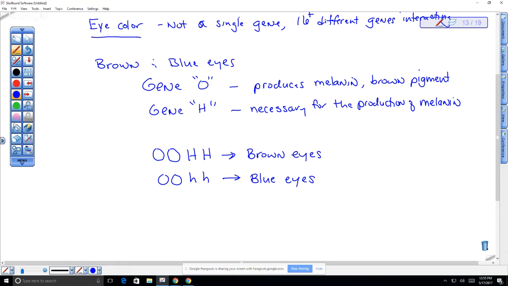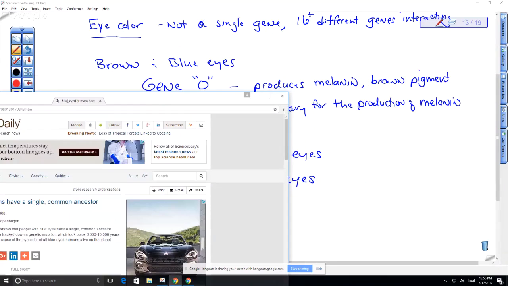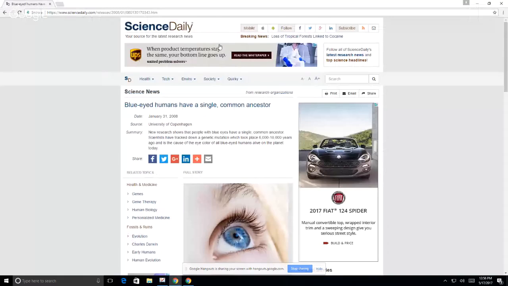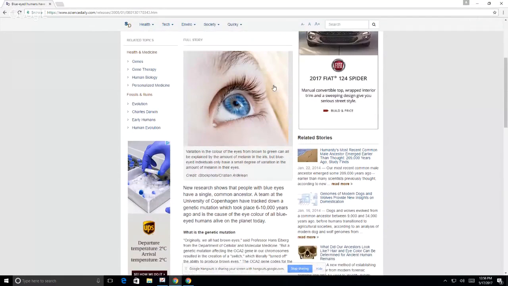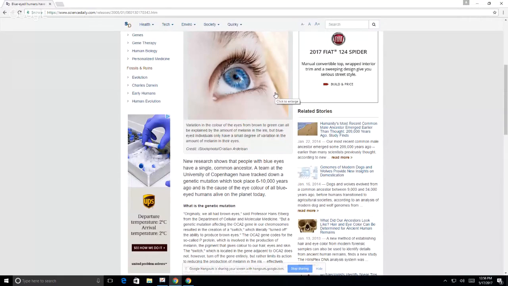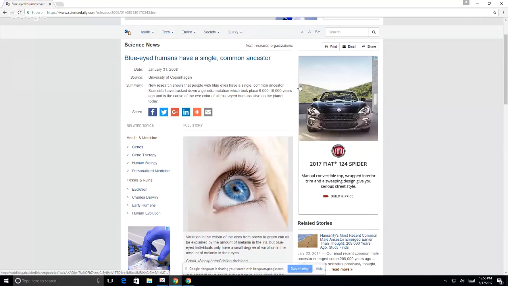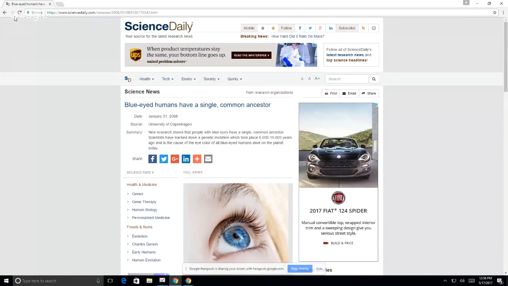So when we look at the inheritance of this, something really is interesting about blue eyes. If we look at what we've been able to discover about blue eyes recently, this is actually 2008, but what they were able to discover is that the genetic mutation that gave rise to blue eyes arose in the population 6,000 to 10,000 years ago, and it was by a single ancestor. So it says blue-eyed humans have a single common ancestor.